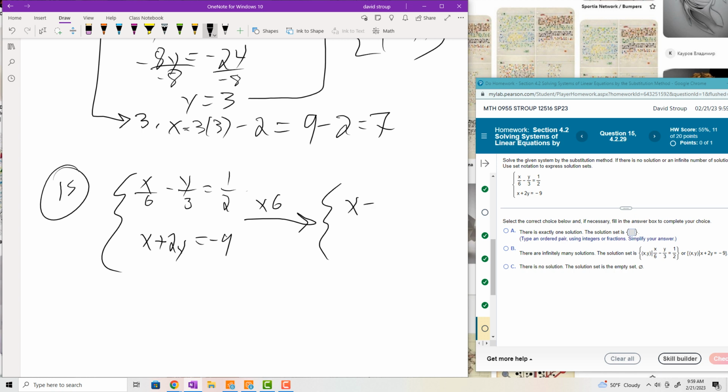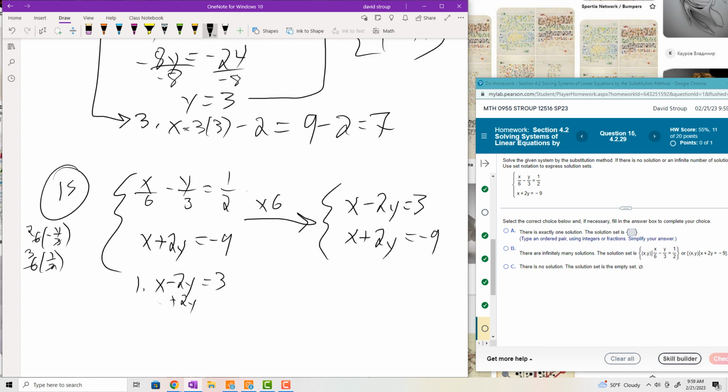And if you need to write it out, you can write it out in your margin. 6 times negative y over 3. 6 goes in the 3 2 times, so that would be negative 2y. And then 6 times a half, 2 goes in the 6 3 times, so that would just be 3. And now you have it in a nice usable form, and hopefully things will work out, right? So I'm going to solve that first equation for x.